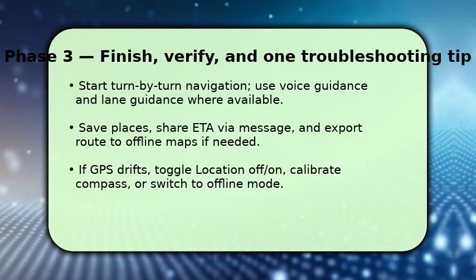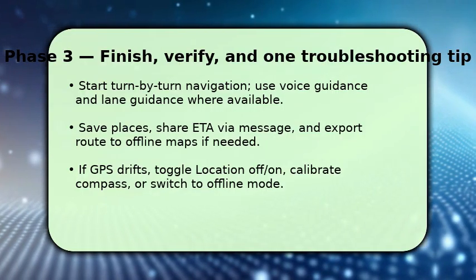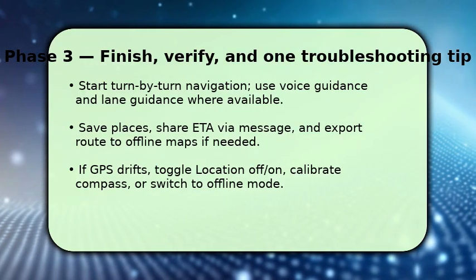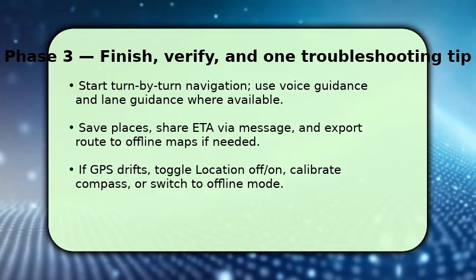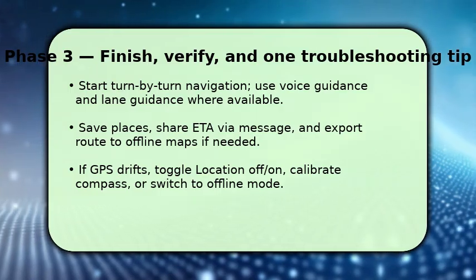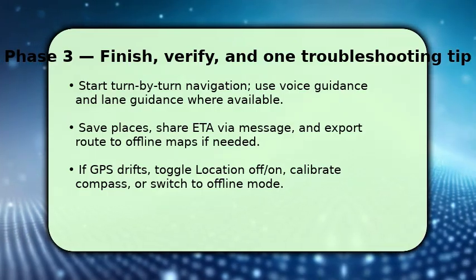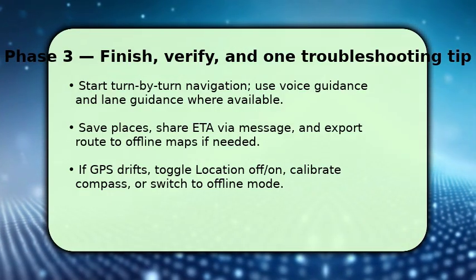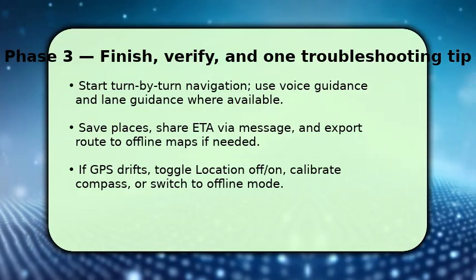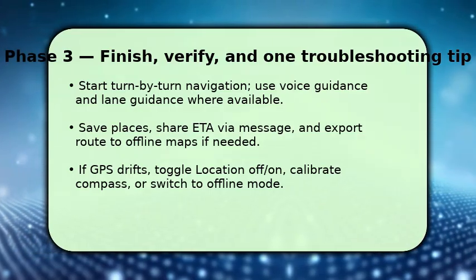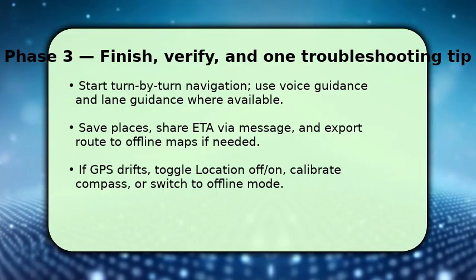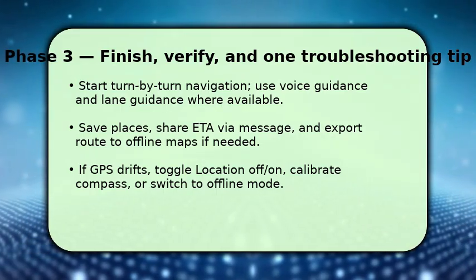If you need to coordinate, share your real-time location or ETA directly from the route, and save key places to lists for easy recall later. Finally, export the map area for offline use so you won't get stranded. If GPS drifts or the route recalculates wildly, toggle location off and on, calibrate the compass, or switch to offline maps. Those steps usually fix most issues.